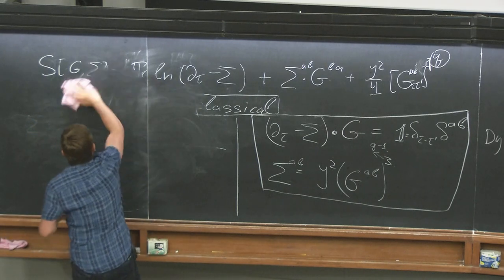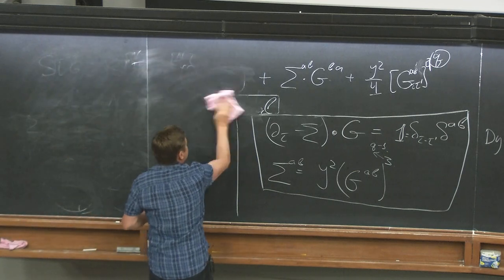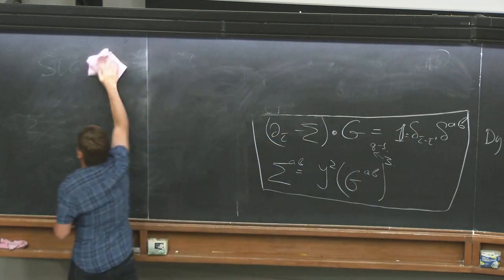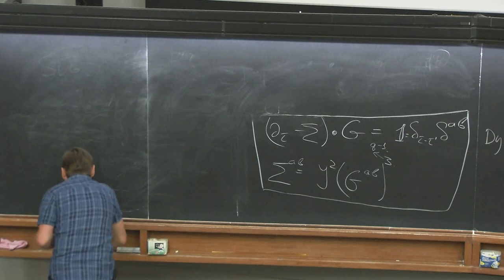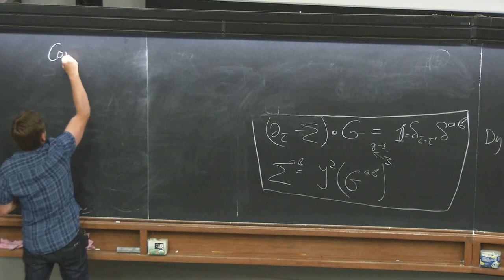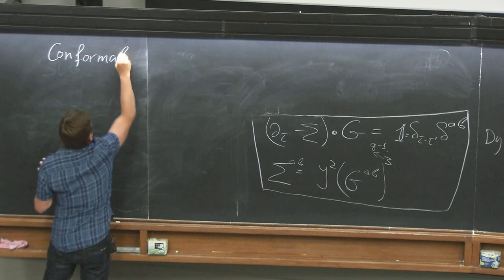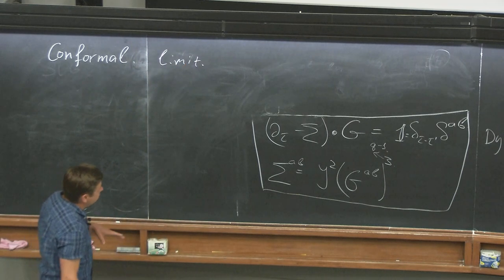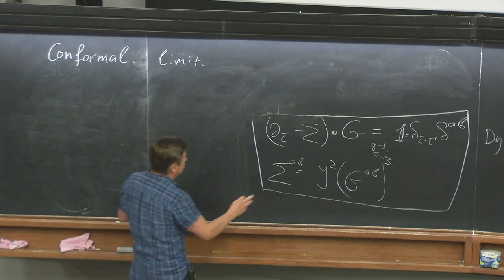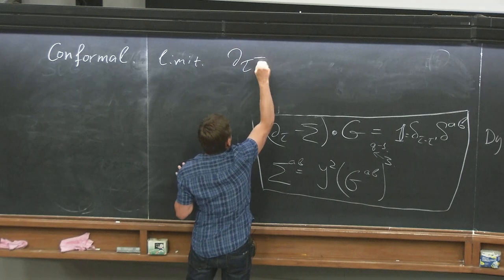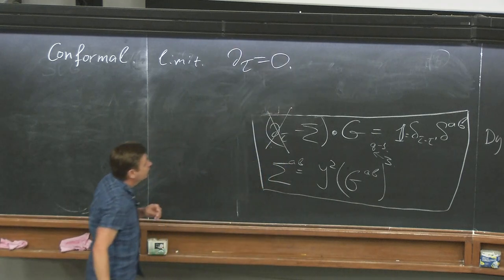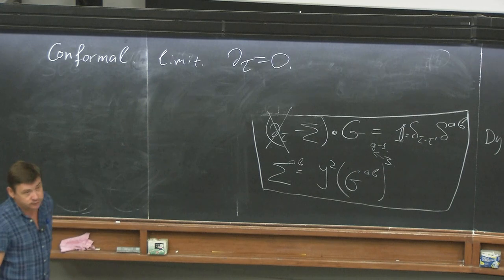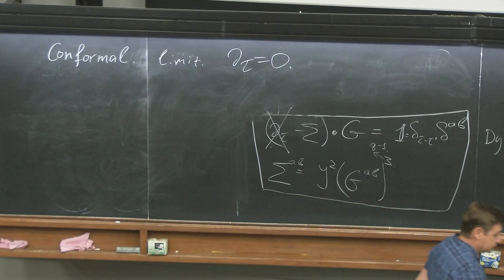This limit is known as the conformal limit. For now, it's just a formal notation. And what you formally do, and I'll explain in a sec why it is a good idea, you say that ∂τ is equal to zero. So you neglect this. At the moment, it's just a brave guess, but you will see why it is a good guess.